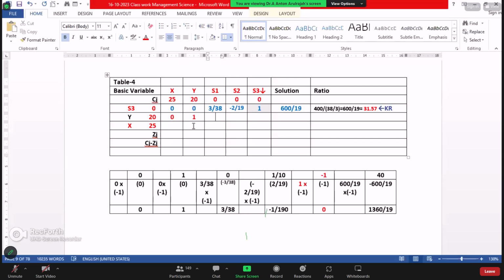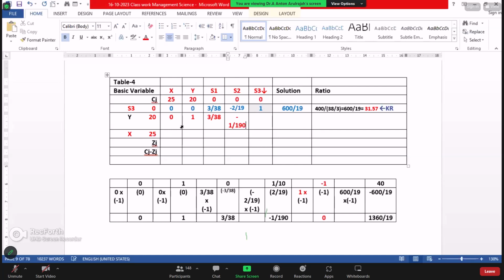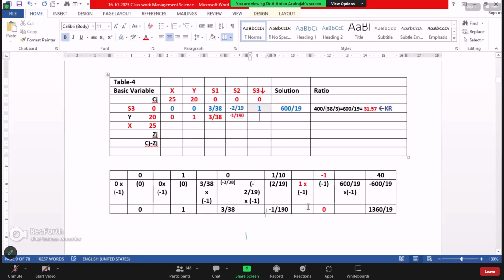This is 20 by 38. This is about minus 1 by 190. Minus 590. And this is about 0. And this is about 1,360 divided by 90. Okay.